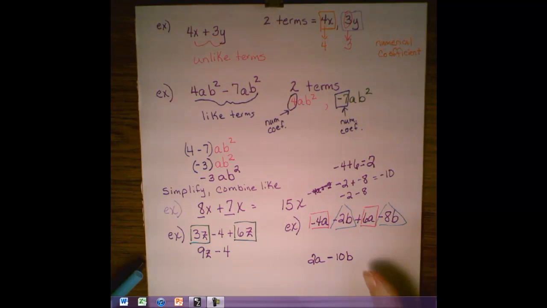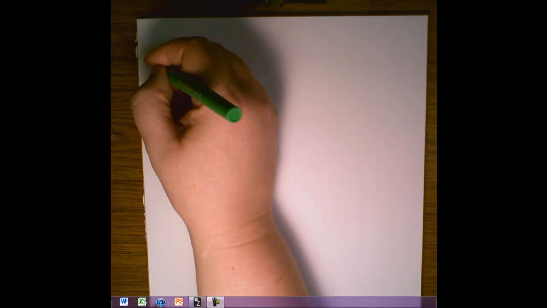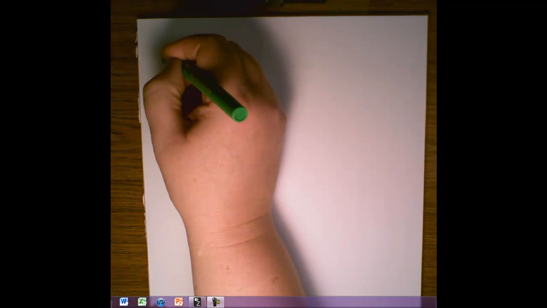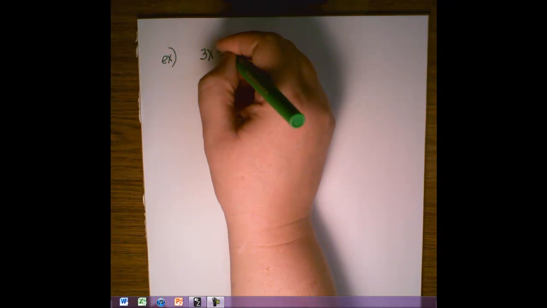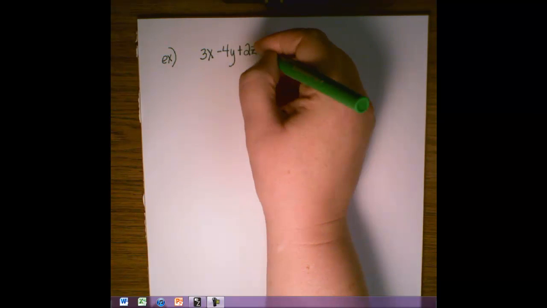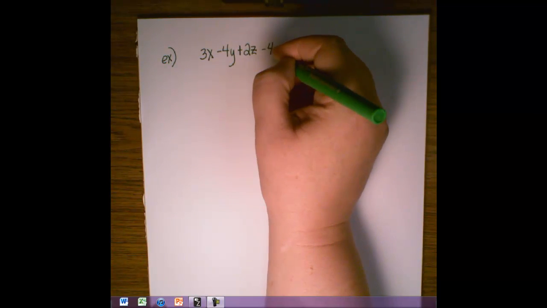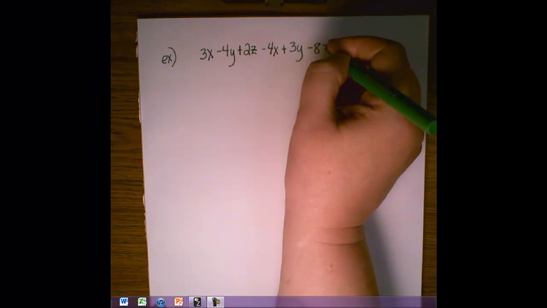Okay, let's flip over to the next page. Let's get a clean sheet, and let's look at another example. We'll switch colors here. And let's look at 3x minus 4y plus 2z minus 4x plus 3y minus 8z.